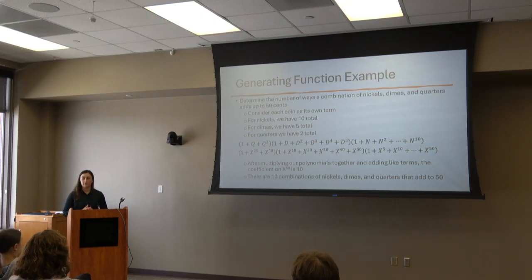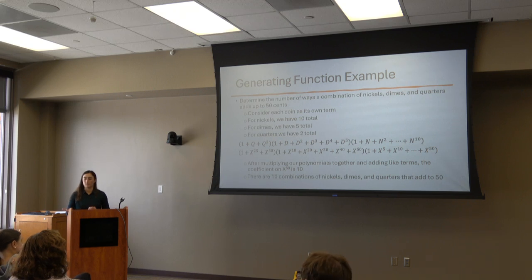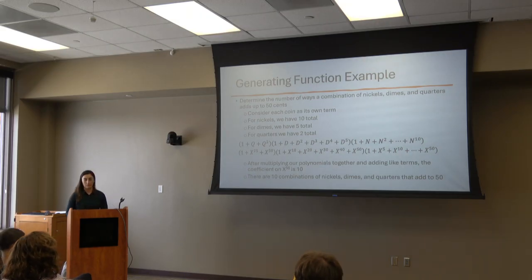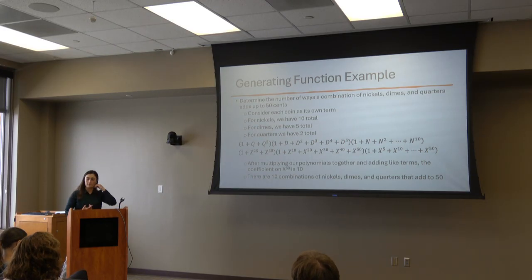And so we can start out this way by just visualizing what we're looking for, and then we want to find a common variable so that when we multiply these together, it's easier for us. So we'll plug in x with the exponent of what the coin value is worth. So for quarters, we'll leave 1 because there's 0 quarters for that, and then 1 quarter will be x to the 25th because they're worth 25 cents, and then 2 quarters will be x to the 50.